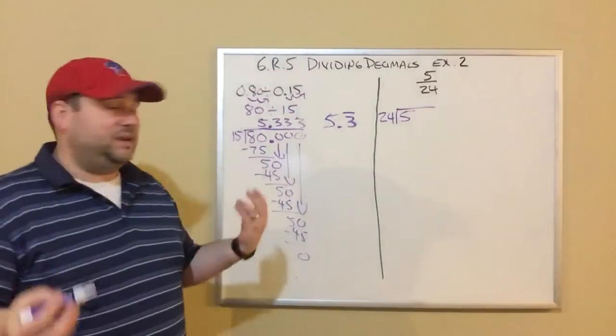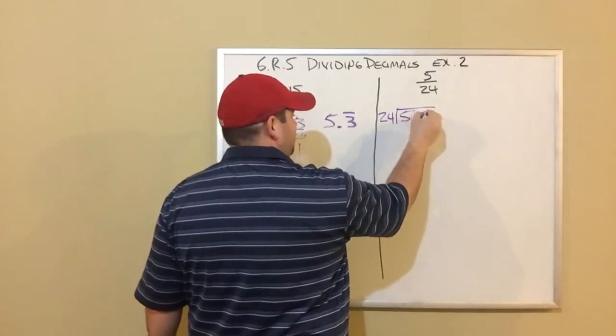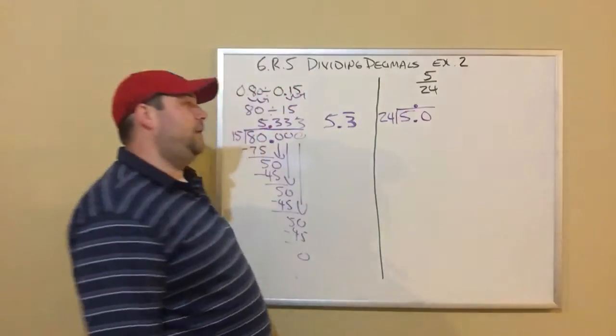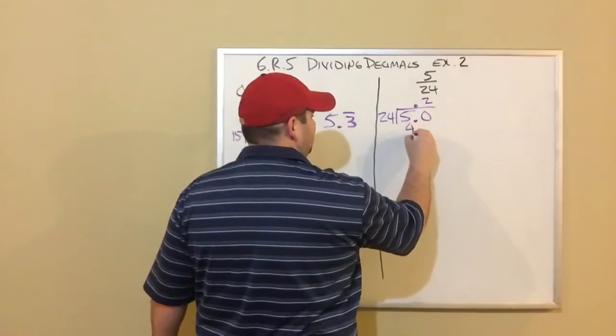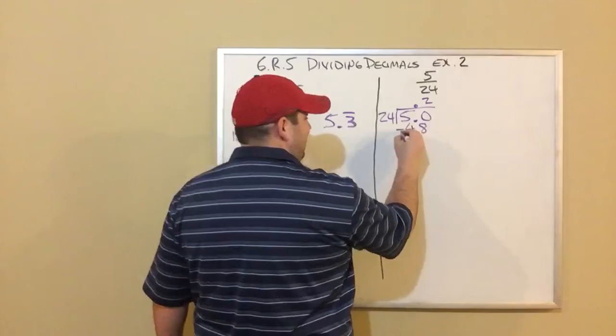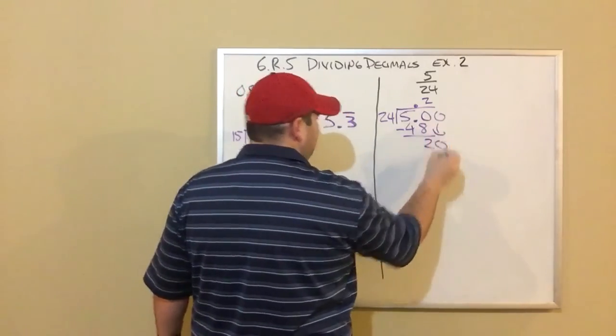And now we're just going to treat it like normal division. 24 does not go into 5, so I got to add a decimal and a 0. I'll bring my decimal point up. 24 goes into 50 2 times. 2 times 24 is 48. Subtract, I get 50 minus 48 is 2. So I'm going to add another 0 and bring it down.